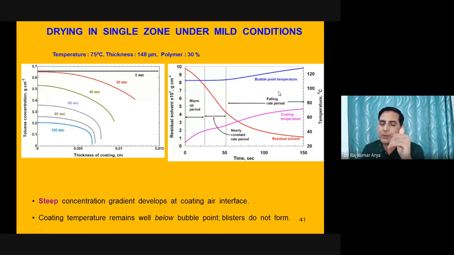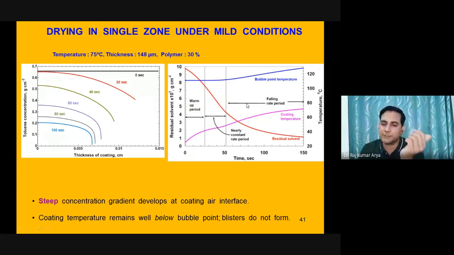And let's see how the residual solvent in the coating and the coating temperature behave, because I need the coating temperature also. My coating should not boil. This is my constraint on the optimization: at any time during the course of drying, my coating temperature should not exceed the bubble point temperature of the solvent or coating. So here, if I plot the bubble point temperature, the blue one, and the coating temperature, the pink one, you see the huge gap between bubble point and coating. It means I am safe. My coating is good quality because it's not boiling.